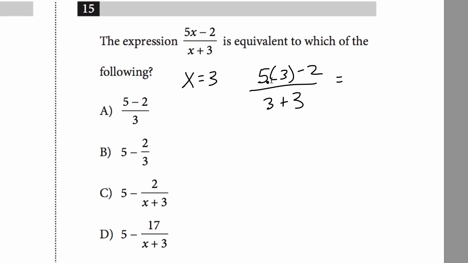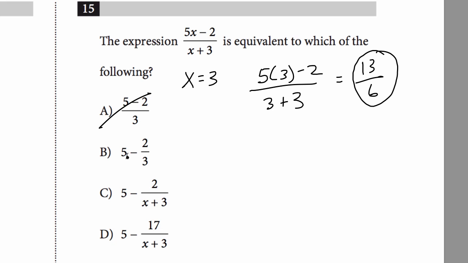And what does that give us? 15 minus 2. So that's 15 minus 2 is 13. 13 sixths. All right. Did I screw myself? Let's see. 13 sixths is the magic number. All right. So which one of these is equal to 13 sixths? Well, it's definitely not that one.